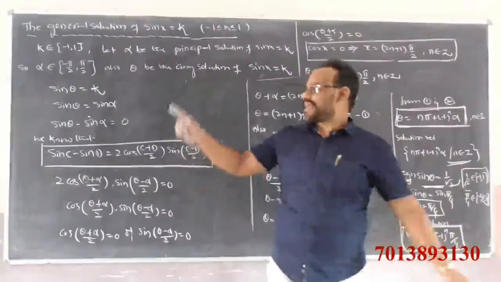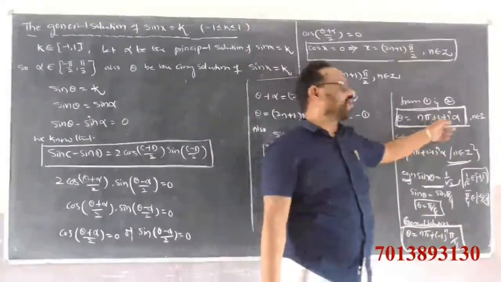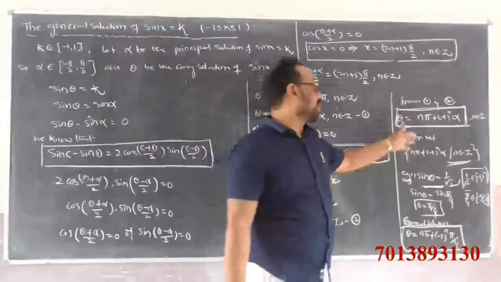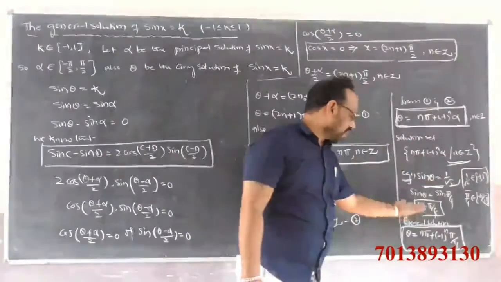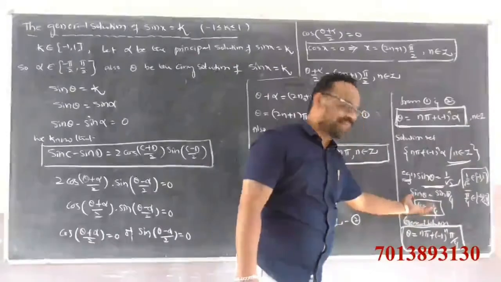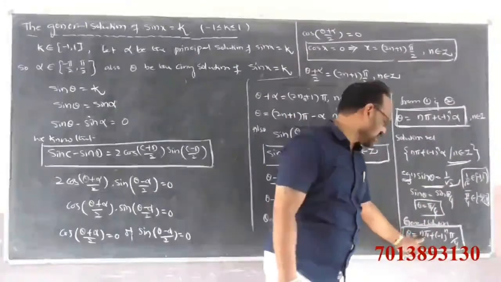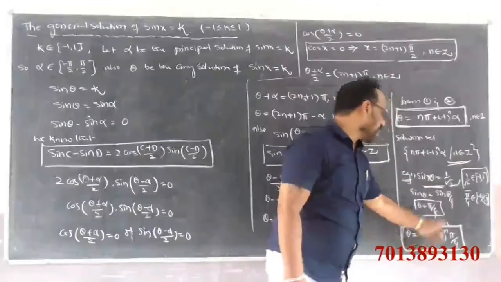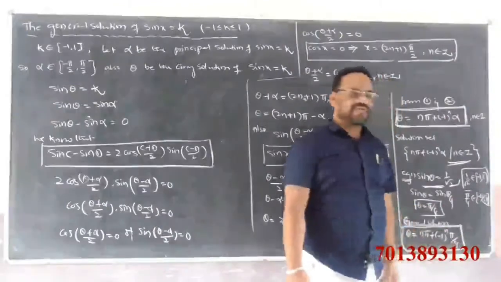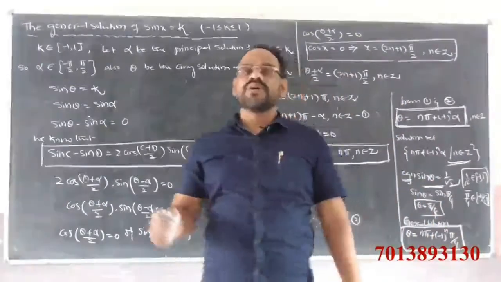Already we know that if sin x equals k, the general solution is theta equals n pi plus minus 1 whole power n into alpha. So how do we write the general solution of sin theta equals 1 by root 2? First we find the principal solution, theta equals pi by 4. The general solution is theta equals n pi plus minus 1 whole power n into pi by 4. This is the general solution of sin theta equals 1 by root 2.